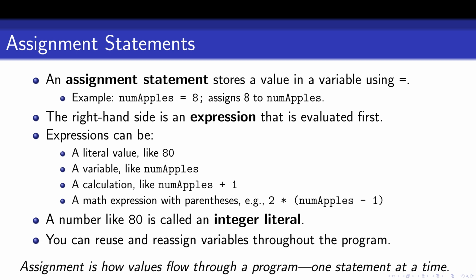That right-hand side can be a literal number like 80, another variable like numApples, or a more complex expression like numApples + 1. You can also include parentheses to control the order of operations, as in 2 * (numApples - 1). A number like 80 written directly into the code is called a literal. Assignment statements are the building blocks of logic flow in C. They allow you to compute, store, and reuse values dynamically as your program runs.